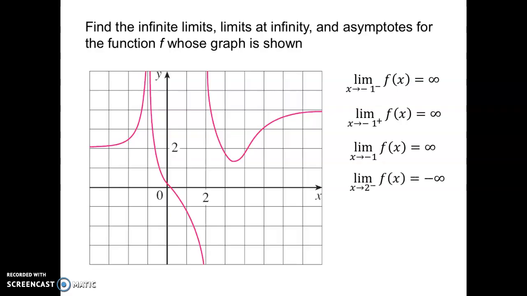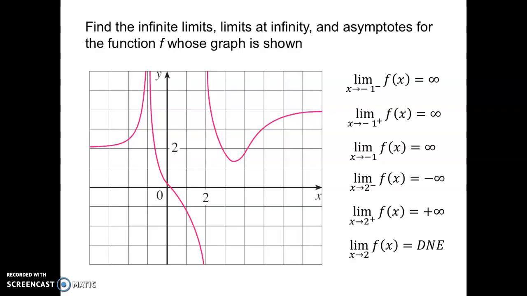Now what about at x equals 2? Well, if I approach x equals 2 from the negative side, I know that my curve is tending toward negative infinity. The limit as x approaches from the positive side is tending toward positive infinity. These do not agree with each other, so the limit as x approaches 2 from both sides does not exist.